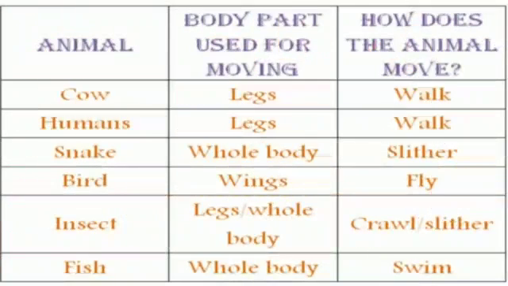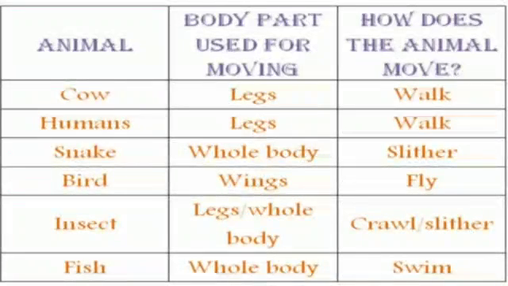So let us see. See here, a table is given, the animal given is cow. Body part used for moving. Which body part does the cow use for moving? You know, legs. Cow uses its legs for moving. And how does the cow move? Walk. The cow walks and moves.